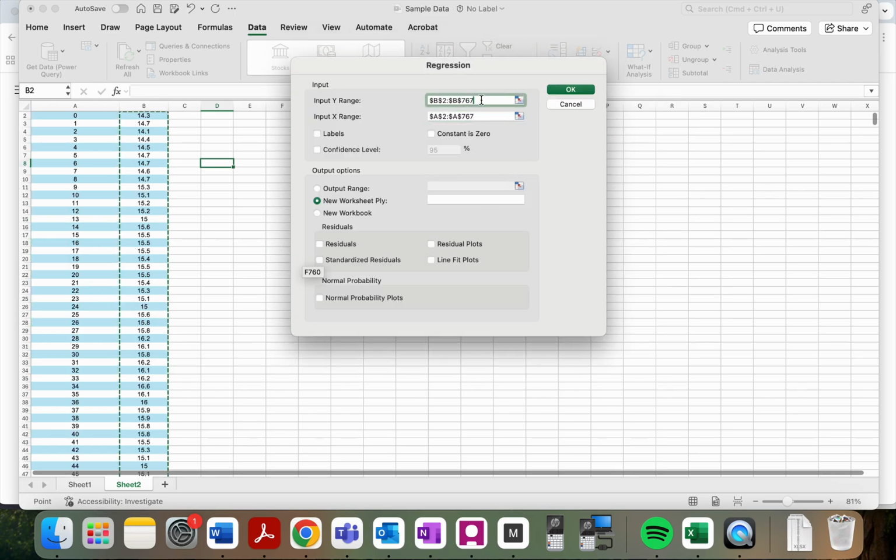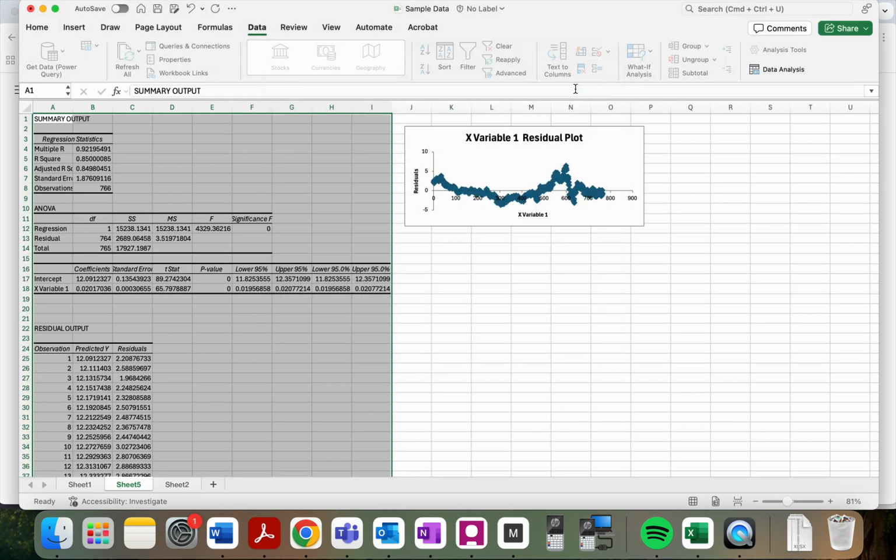Notice it's got the range of my Y values and my X values. There's lots of options here. Really the only one you need to make sure you click is residuals. I want to know what the residuals are, and I want it to make a residual plot for me. So I'm going to check both of those options, and then I click OK. When I click OK, it will open up a new tab at the bottom.